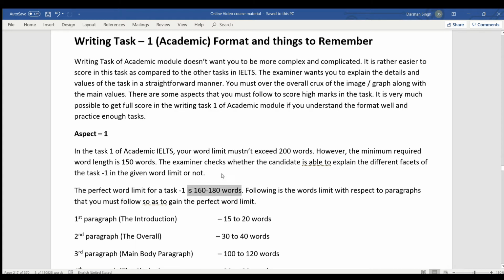You must also keep in mind that you must write a minimum of 150 words, because if you don't write 150 words, there will be a deduction in your IELTS band score. So the perfect limit is somewhere around 160, 170, 180 or even 190, but not more than that.